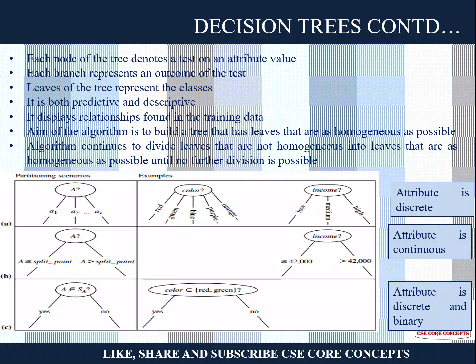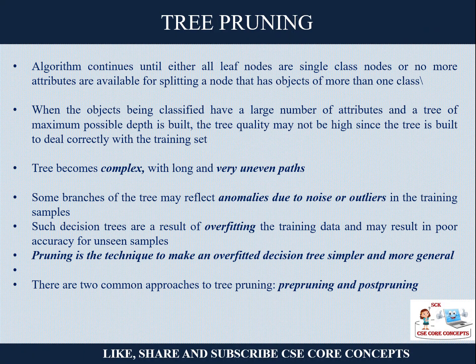Okay, I can create as many splits as possible. Now in this case, when the objects are classified and we have a large number of attributes, and you build a tree to the maximum possible depth, then the quality of the tree may not be very good, since the tree is built only on the training examples. So based on the training data set, for every value you have decided a separate class, and you have gone to the maximum depth possible.